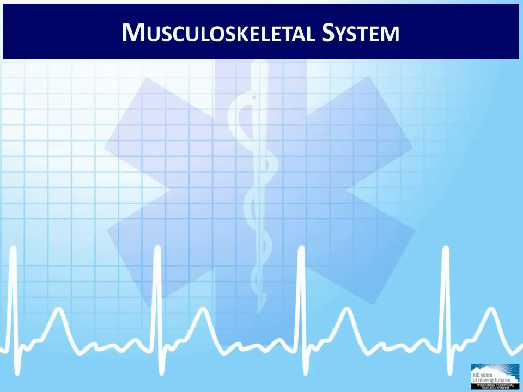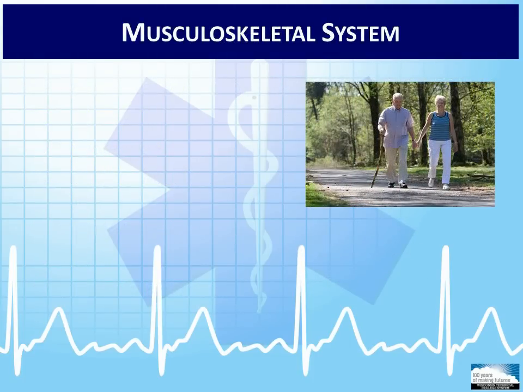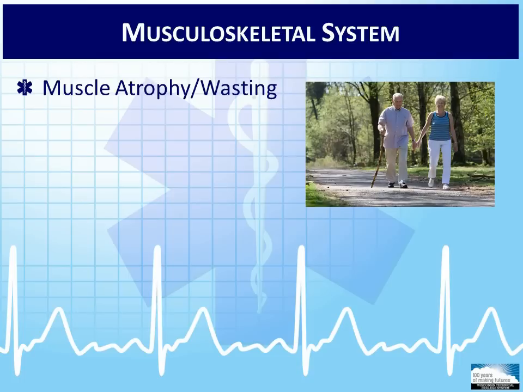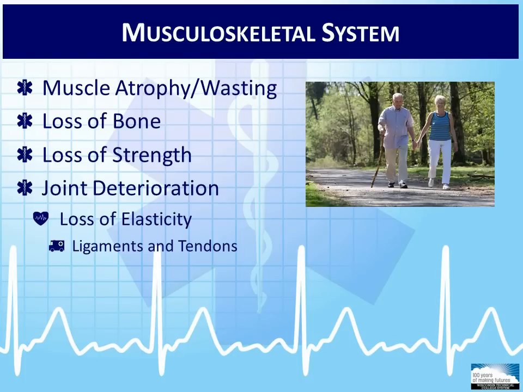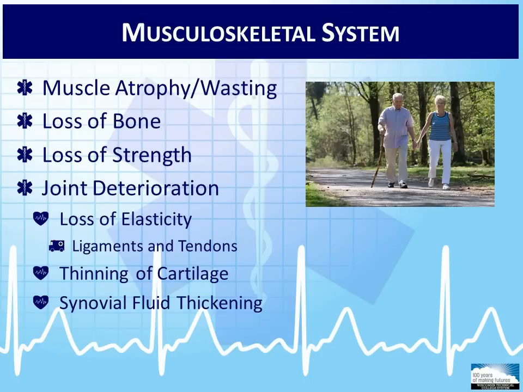As we age, our musculoskeletal system also changes. Some common musculoskeletal degenerative processes in the geriatric patient include atrophy of muscles and muscle wasting, loss of bone, loss of strength, and joint problems resulting from the loss of elasticity in ligaments and tendons, thinning of cartilage, and thickening of synovial fluid. These changes lead to conditions such as arthritis, osteoporosis, and kyphosis.